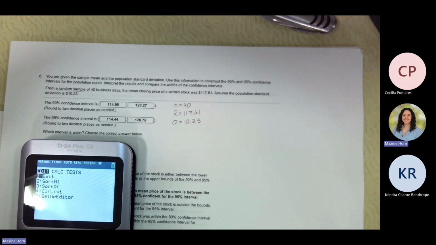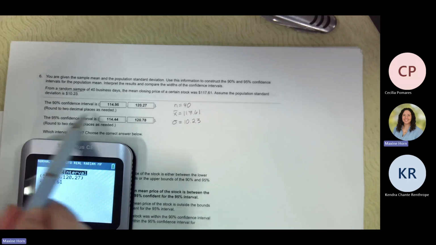Okay, so we're going to do the 90% confidence interval first. Stat, test, number 7, Z interval. Our population standard deviation is 10.23. Our sample mean is 117.61. Our N, our sample size, is 40. And our confidence level, we're going to start with the 90% confidence level. Okay, so again, they said to round to 2 decimal places. So we put those numbers in.